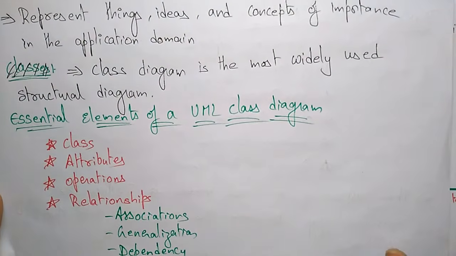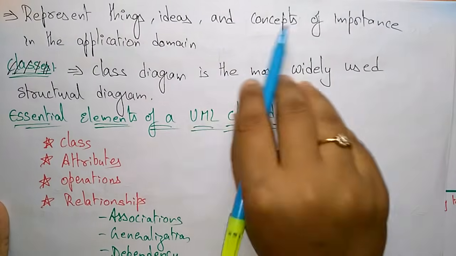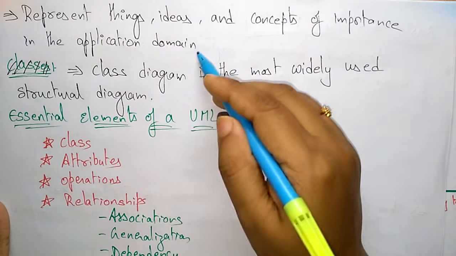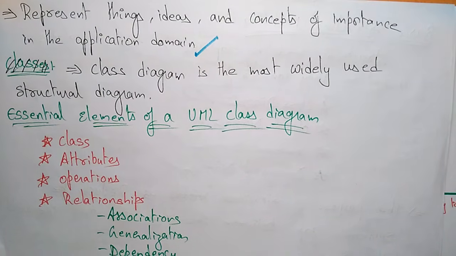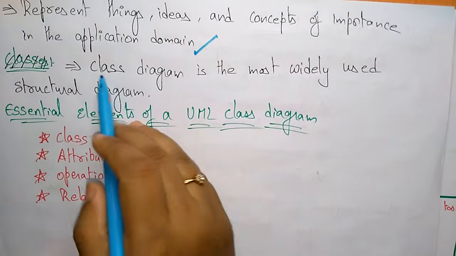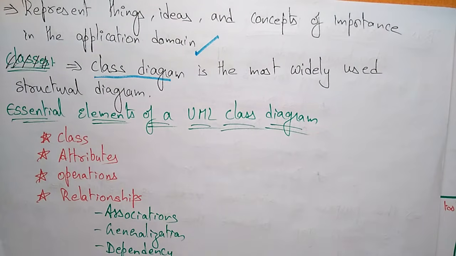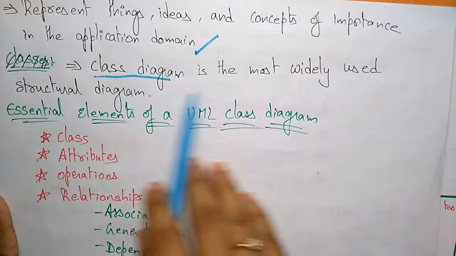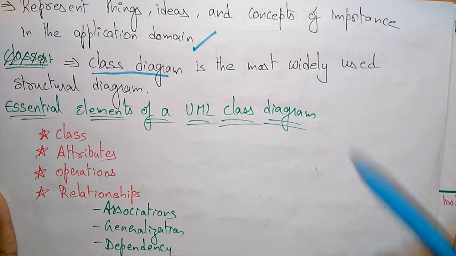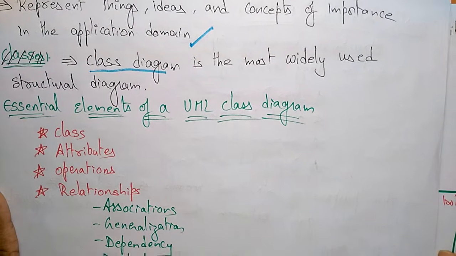It represents the things, ideas, and concepts of importance in the application domain. The main use of structural modeling is to represent the things, ideas, and concepts of importance in the application domain. The class diagram is the most widely used structural diagram. Whichever diagram you want, you can take. To explain the basic structural modeling techniques, I am taking the class diagram because it is the most widely used structural diagram.